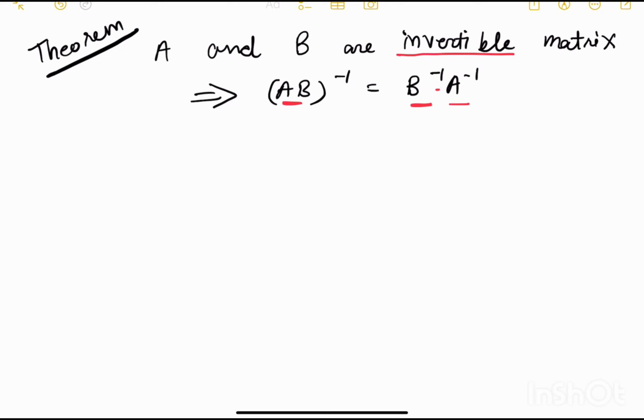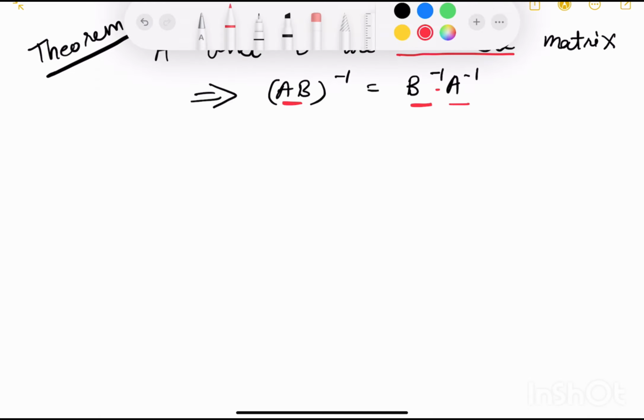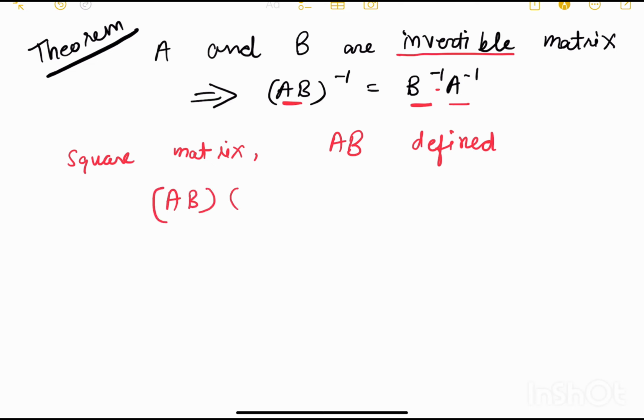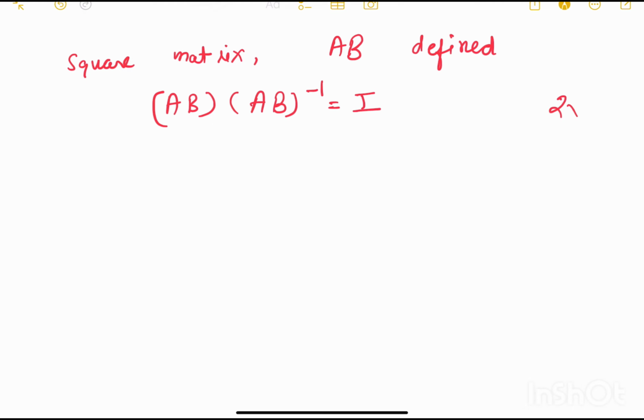Now how do we prove this? Since we are given that A and B are invertible matrices, it means they are square matrices of the same order. It means my product AB is well defined. So if I write this AB and multiply with its inverse, it will give me my identity, isn't it? If I'm multiplying anything with its multiplicative inverse, it will give my identity.